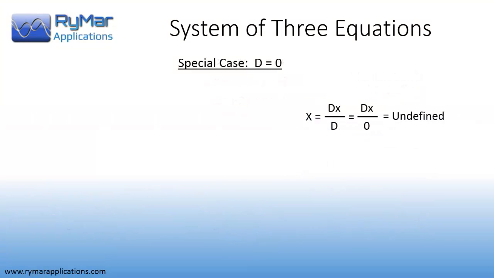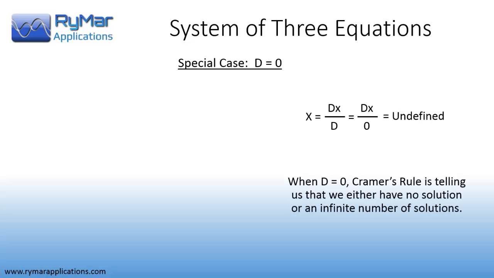Okay, now we got a special case we need to concern ourselves with. Similar to the 2 by 2 situation, when d is equal to 0, we're kind of stuck. We cannot divide by 0. That's undefined. So when d equals 0, Cramer's rule is telling us that we either have no solution or we've got an infinite number of solutions. Now with the 2 by 2 case, there was a relatively easy way to find out what you end up having, whether it be no solution or whether it be infinite number of solutions. With the 3 by 3 case, it's not quite so simple. In fact, the full effort is beyond the scope of this video.